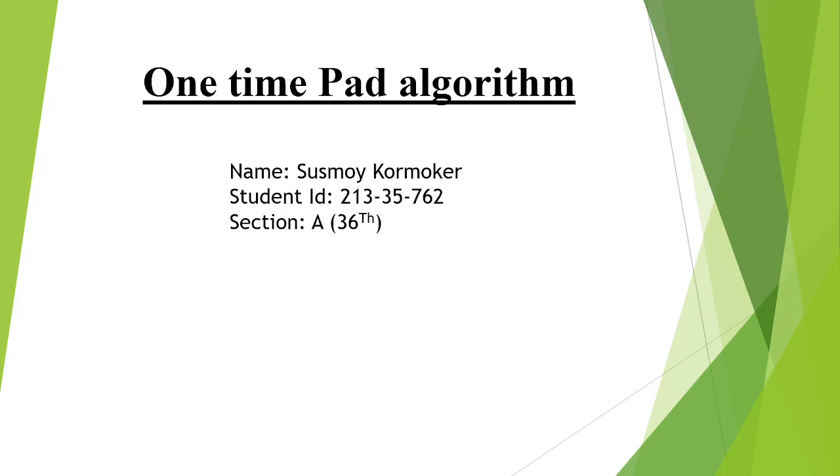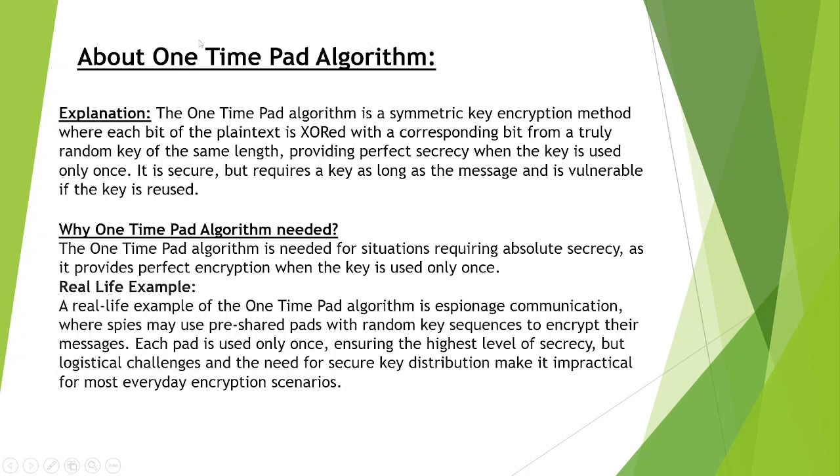So let's get started. At first we have some introduction about the one-time pad algorithm. The one-time pad algorithm is a symmetric key encryption method where each bit of plain text is XORed with a corresponding bit from a truly random key of the same length, providing perfect secrecy when the key is used only once. It is secure but requires a key as long as the message and is vulnerable if the key is reused. Why is the one-time pad algorithm needed?